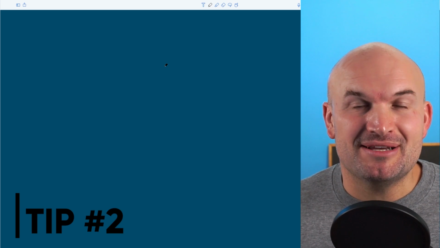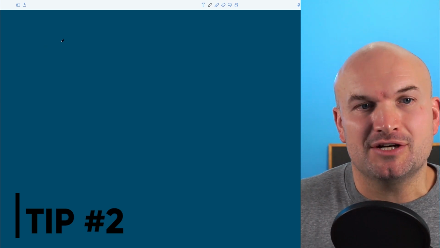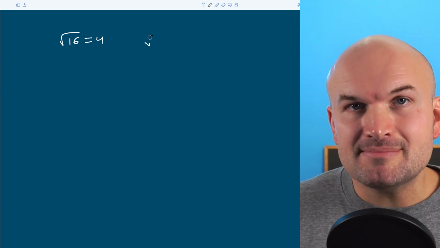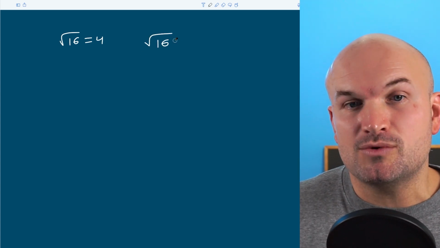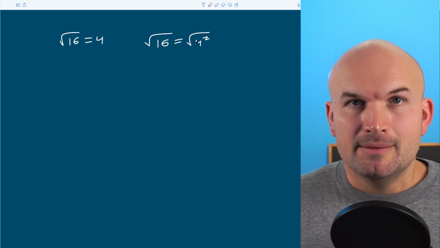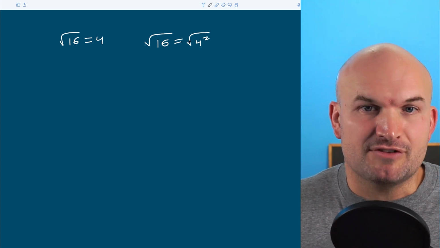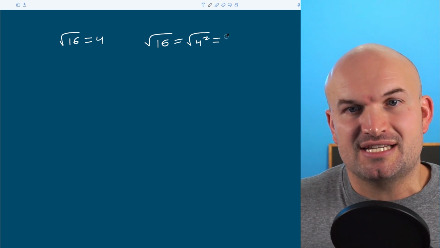The next tip I'd recommend is using the power rule and the product rule. Now, I know a lot of us know that the square root of 16 is equal to 4, but sometimes it might be helpful just to rewrite the square root of 16 as the square root of 4 squared. Because again, what we're doing is looking for the inverse operations of the square root and squaring, which just gives us this 4.